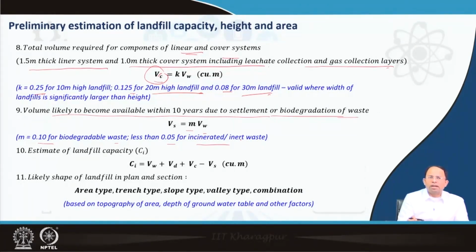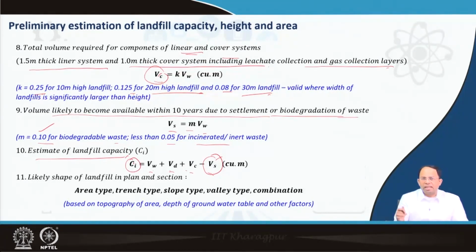In case there is a lot of biodegradable waste, we can assume that most Indian landfills have a certain amount of biodegradable waste, so it is safe to go with 10%, right? That means 10% volume would be available due to compaction. So the total estimate of landfill capacity is CI equal to VW plus VDC plus VC minus VS, right? VS is the additional volume that is available because of compaction, whereas these are additions and this is a subtraction. So finally, this is the total volume of landfill, the total landfill capacity that is required.